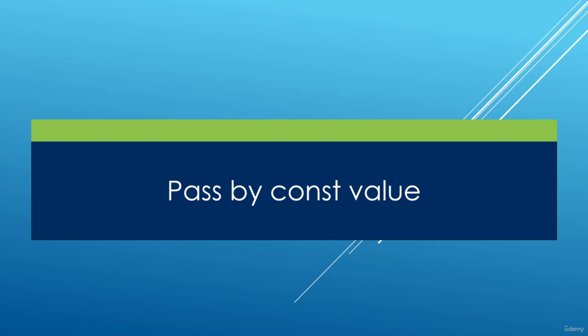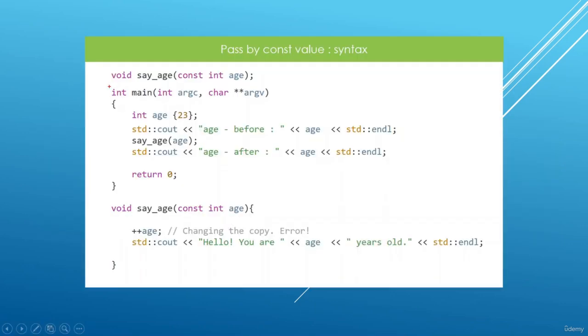In this lecture, we're going to see that we can also pass parameters by const value. And what we mean is something like this. You see our function signature here, and you see that the parameter has a const in front. What this means is that we can't modify this local age variable here. If we try to modify it in the function, we're going to get a compiler error like we see here.